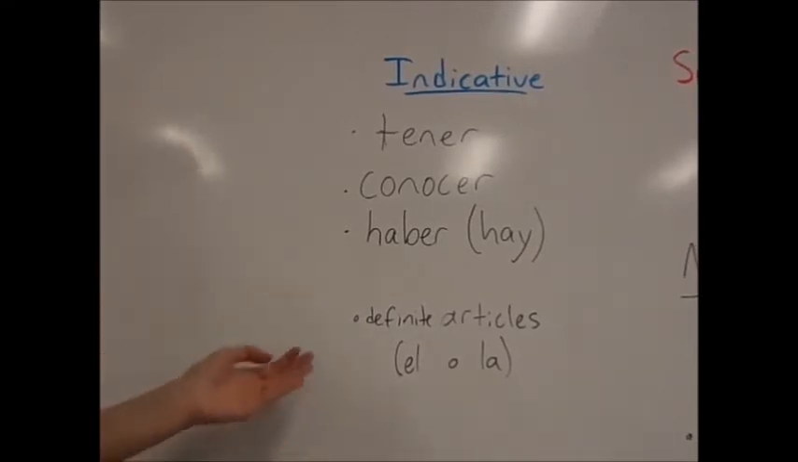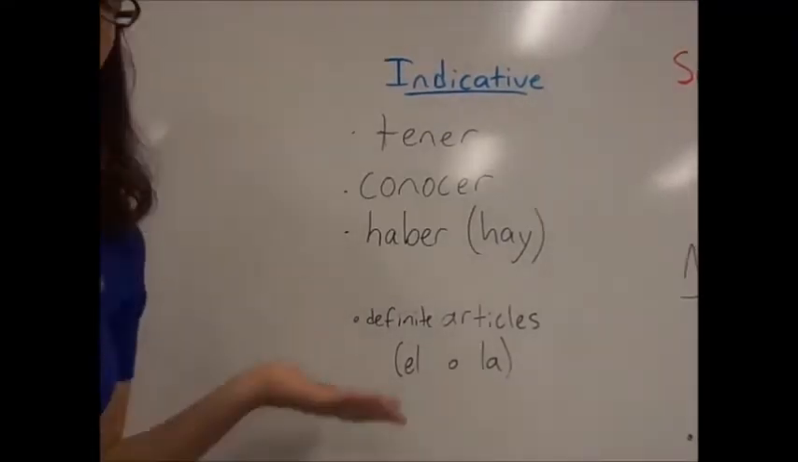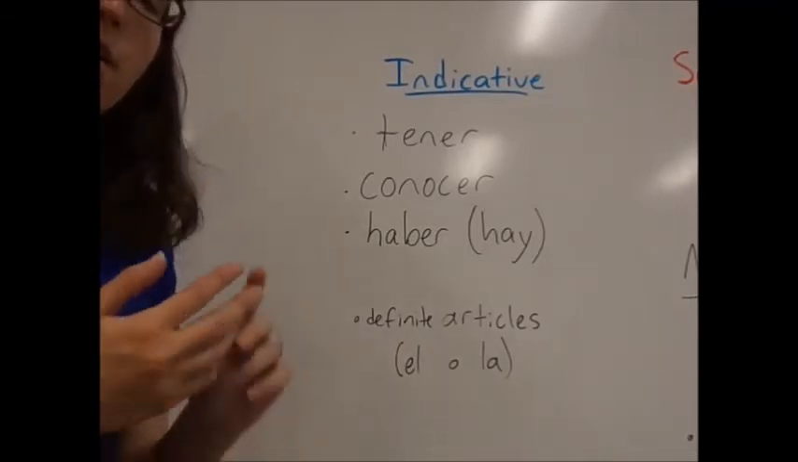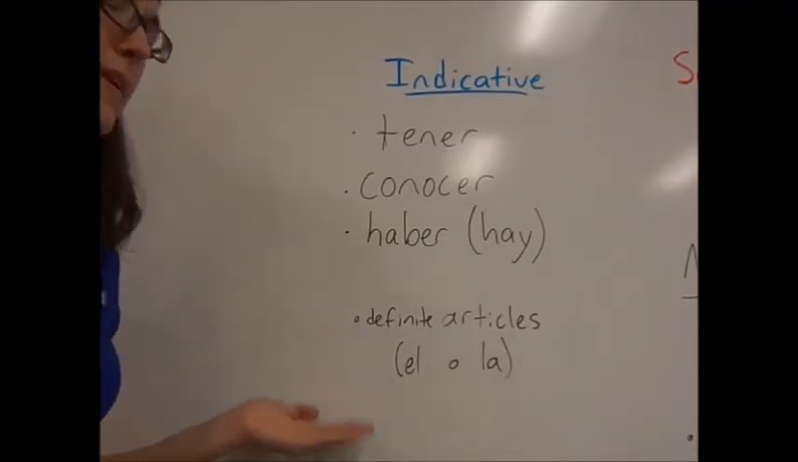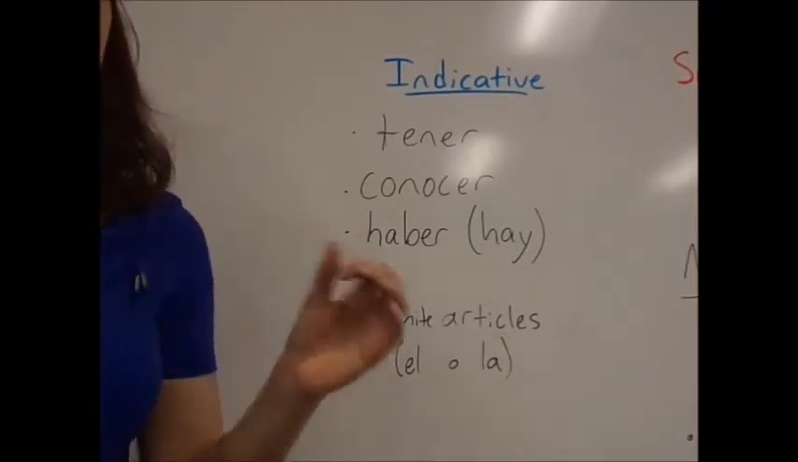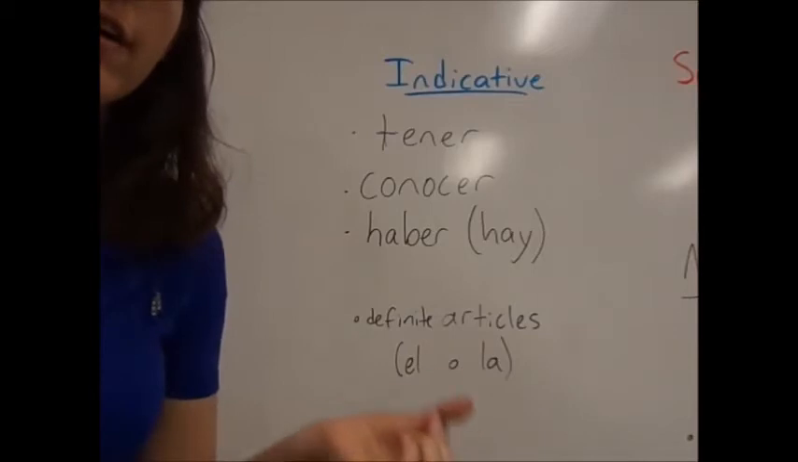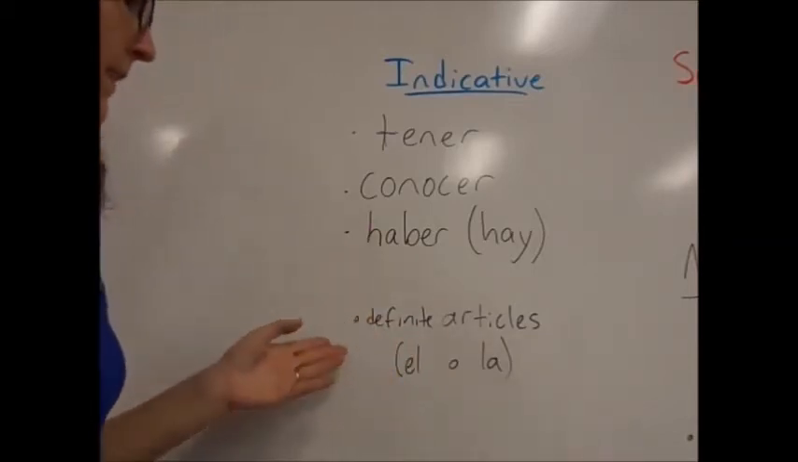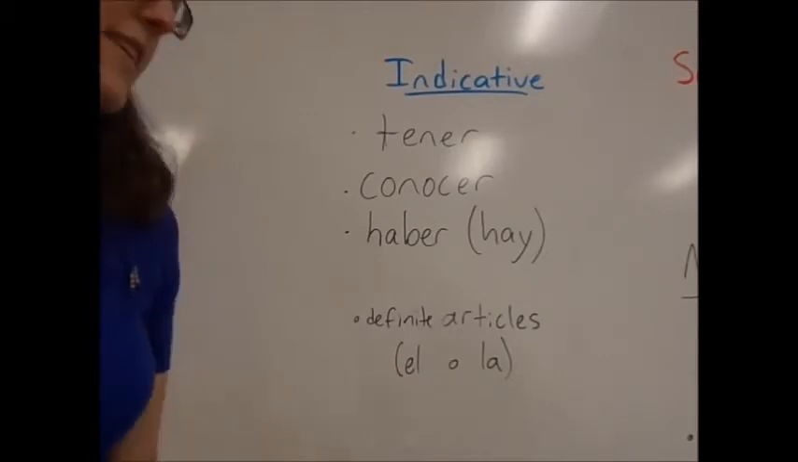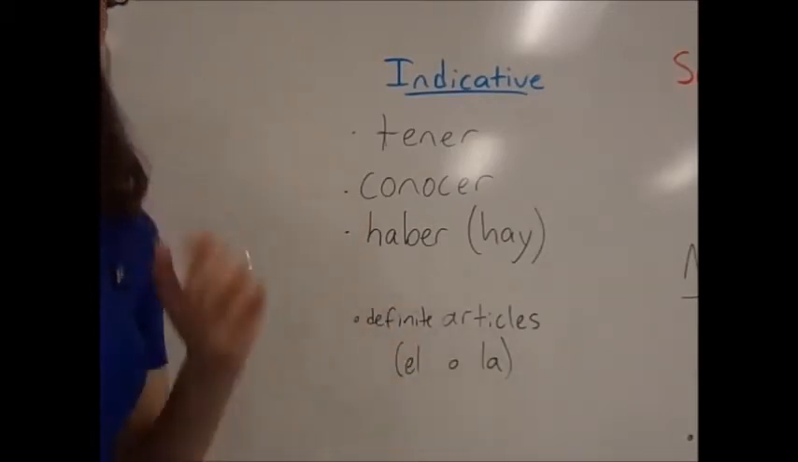Finally, we use the indicative mood when we have a definite article. A definite article is like el, or la, or los, or las. And it's basically expressing the. Because if we're talking about a specific person, or dog, or friend, we know that that thing exists, or that person exists, and so that puts it in the indicative.